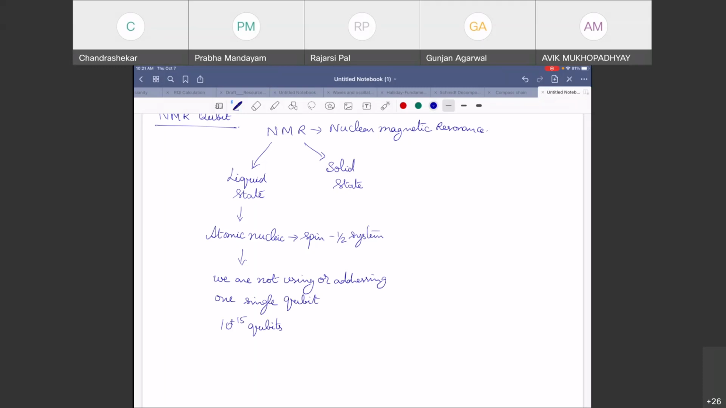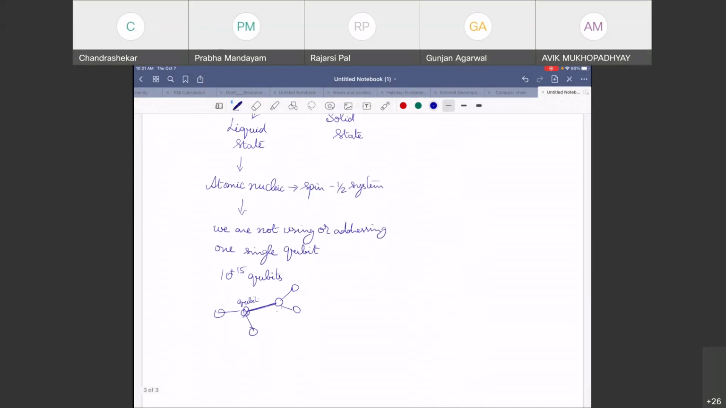The interatomic bonds, like in any molecule. Here you have some kind of a molecule, an NMR molecule, and usually these are complex molecules. So let's say you have this as a qubit. The interatomic bonds can be considered as spin-spin interactions, and we can use them to perform gate operations.